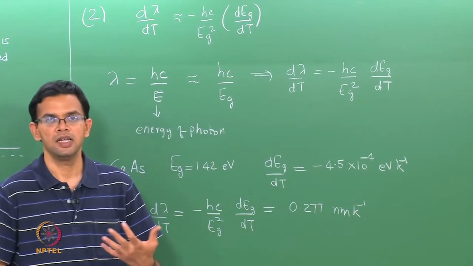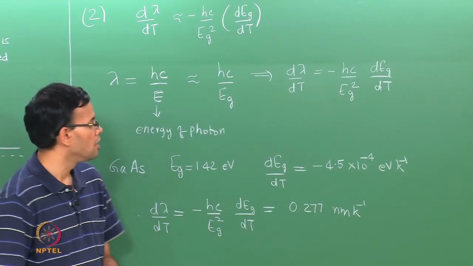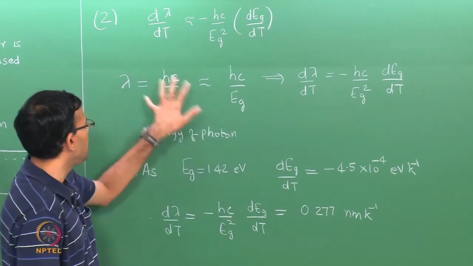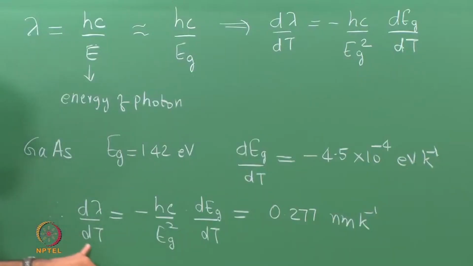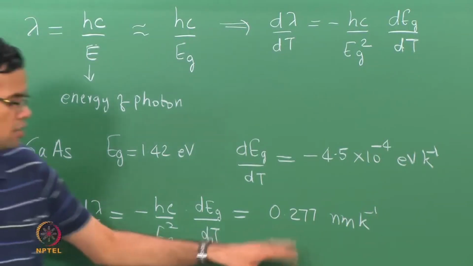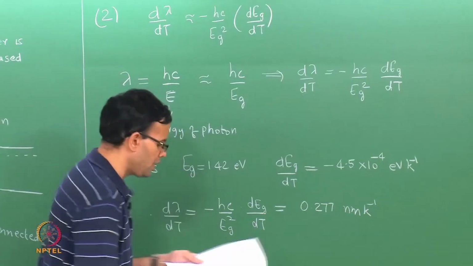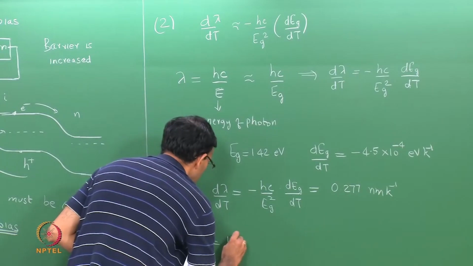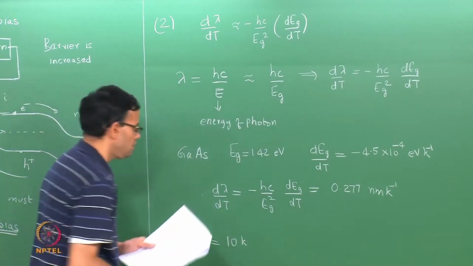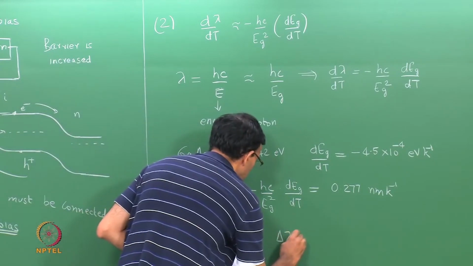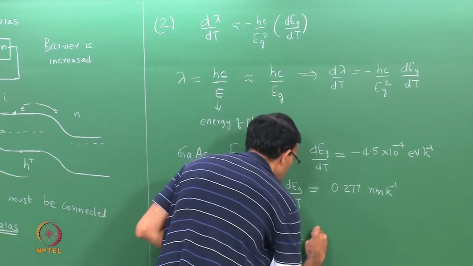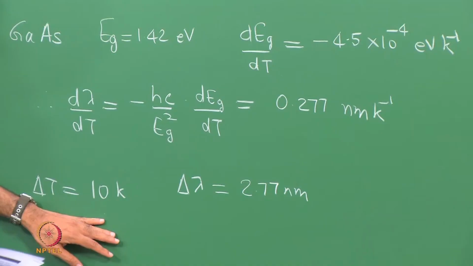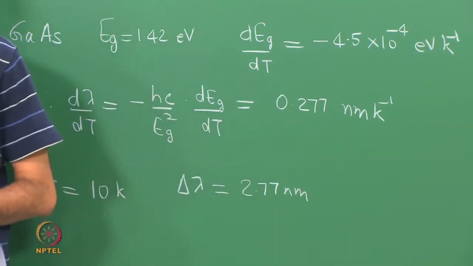If you look at it, dEg over dT with respect to temperature is negative, which means the band gap essentially decreases with rise in temperature. Corresponding to a decrease in band gap, the wavelength will increase because lambda is inversely proportional to energy. So, d lambda with respect to temperature is a positive quantity. The question also says your delta T is nothing but 10 degrees. In Kelvin this is the same, 10 Kelvin. So, the corresponding change in the wavelength delta lambda is nothing but 2.77 nanometers. All we are doing is substituting delta T here and then just multiplying.